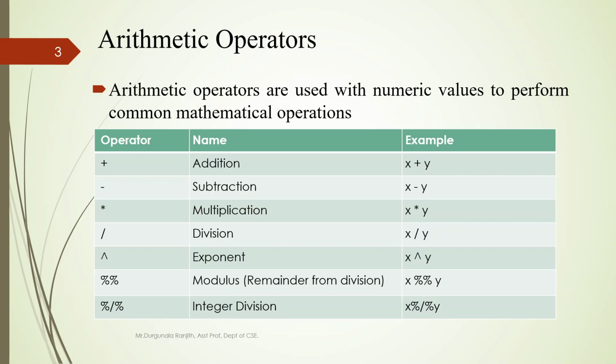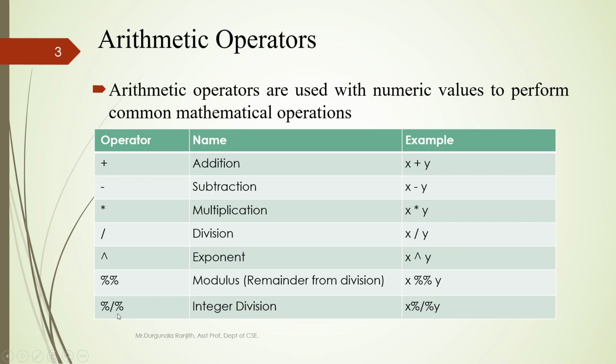These arithmetic operators are used to perform various operations on numerical values. Here is the list of arithmetic operators: addition, subtraction, multiplication, division, and the exponent operator. This caret symbol is the exponent operator. The next one is the modulus operator. This modulus operator is also available in all the programming languages, but here we have to use two modulo symbols, and it gives the remainder value.